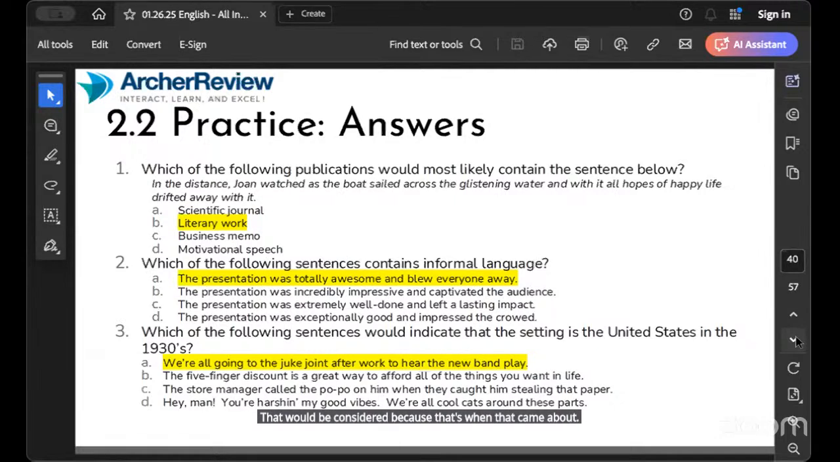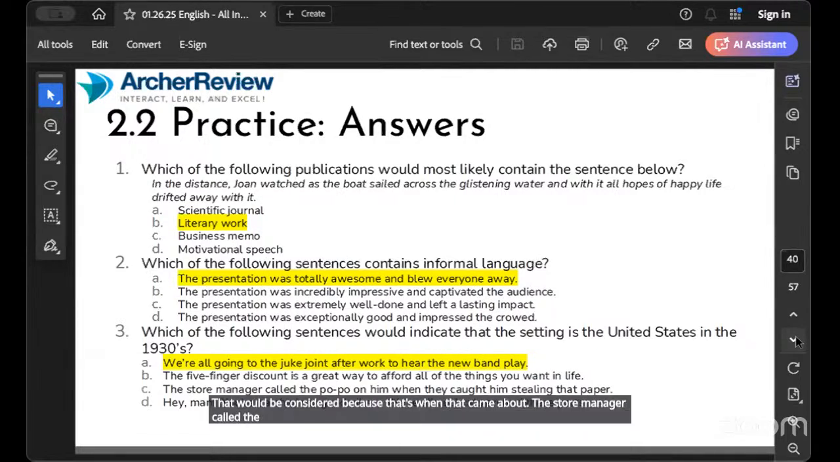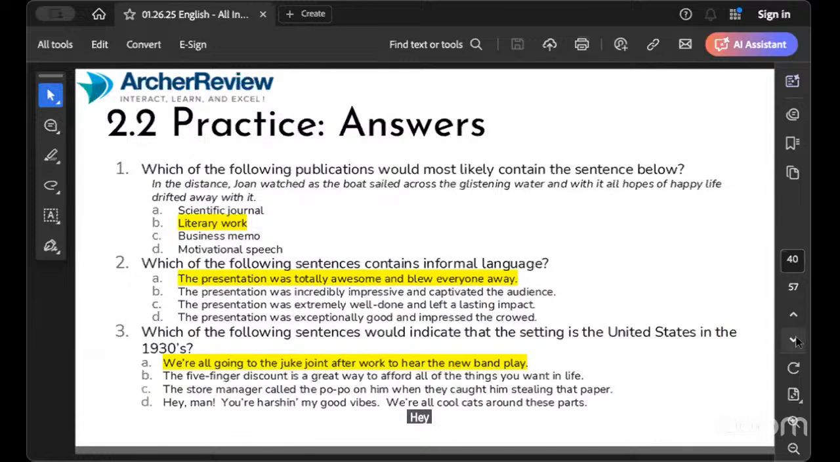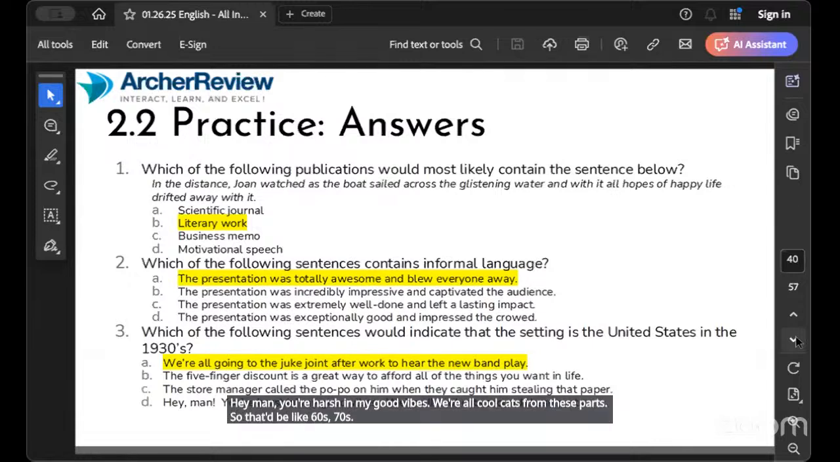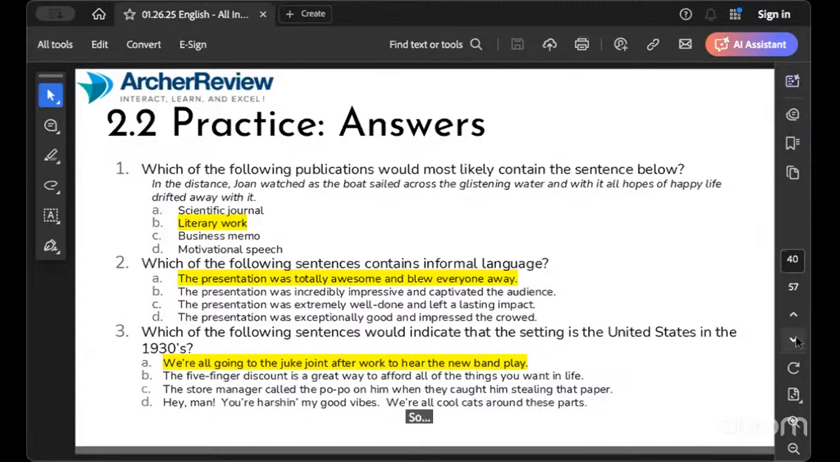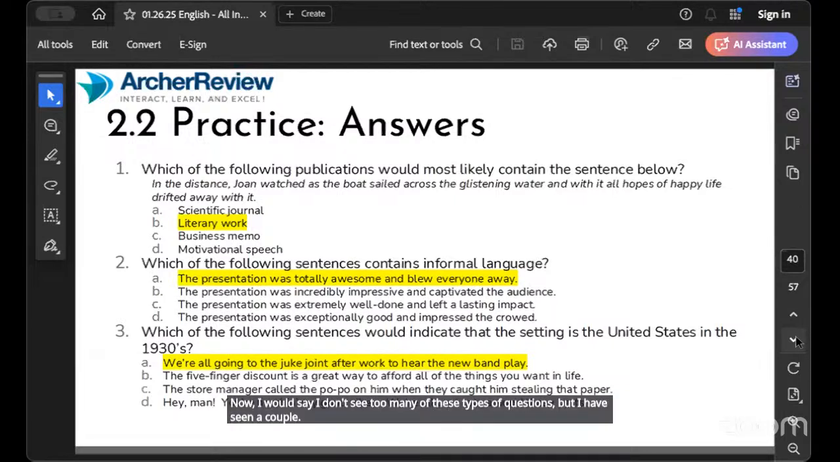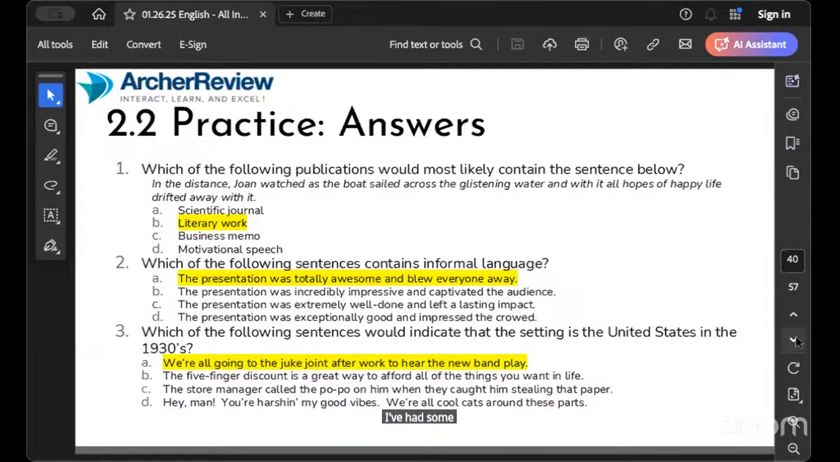The store manager called the popo on him when they caught him stealing that paper. That would be from the 2000s. Hey man, you're harshing my good vibes. We're all cool cats around these parts. So that'd be like 60s, 70s. Now I would say I don't see too many of these types of questions, but I have seen a couple. And I've had some students tell me that they've seen them a couple times. So just be prepared.